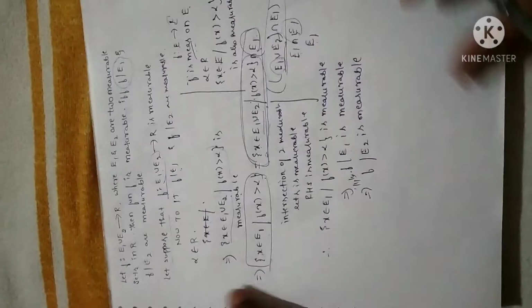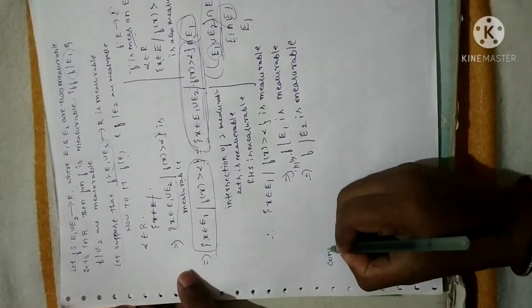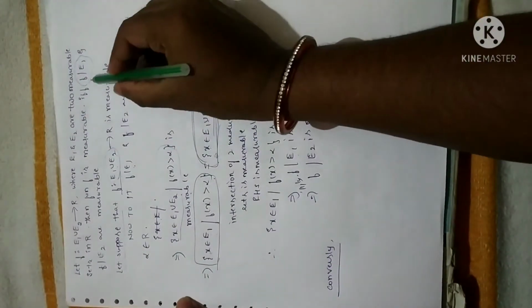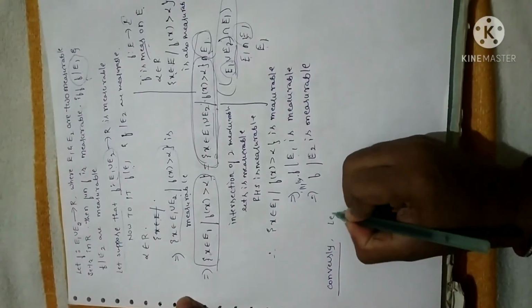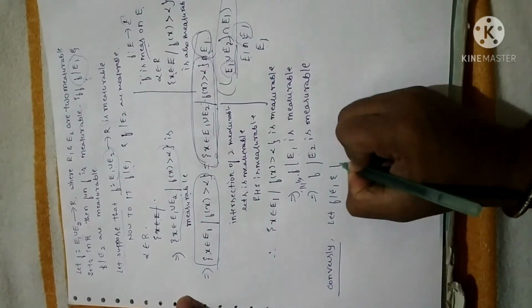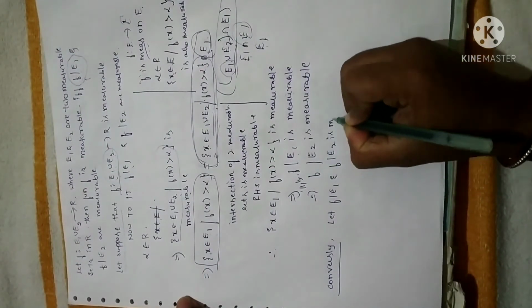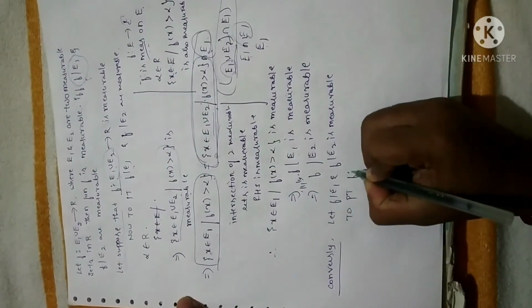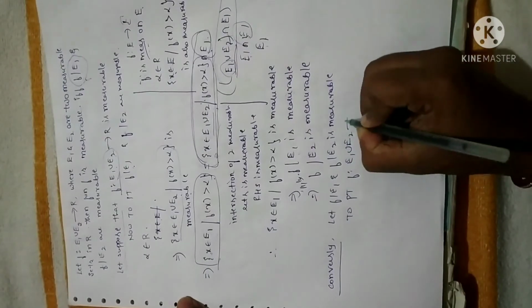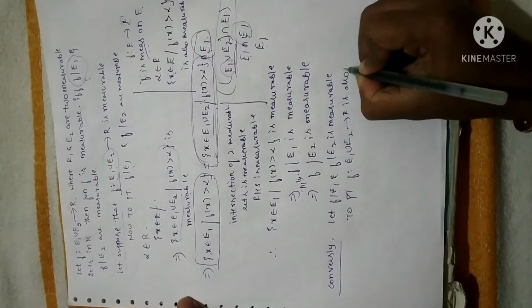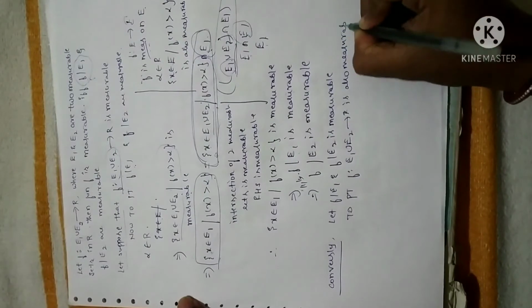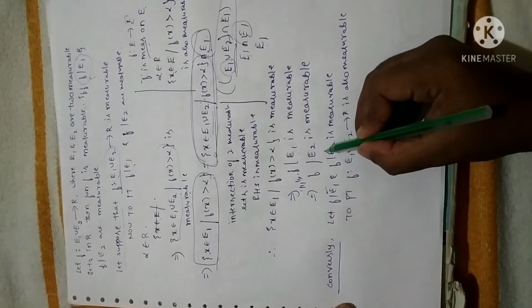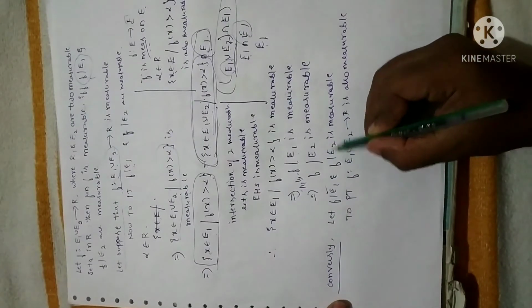Now let me prove the converse part. So how can I prove the converse? Let me write here, conversely. When I assume the converse, let me assume this is true. The second statement is true. Let f restricted to E1 and f restricted to E2 be measurable. So I have to prove that f defined from E1 union E2 to R is also measurable. This is what the converse part is, right? So what I have assumed is f restricted to E1 and f restricted to E2 are measurable.